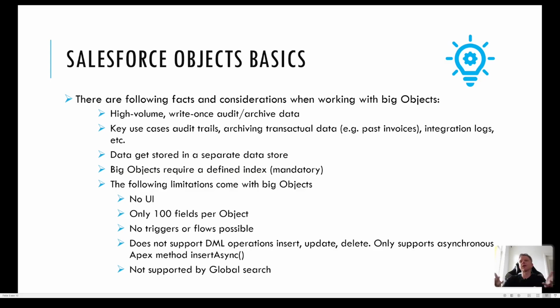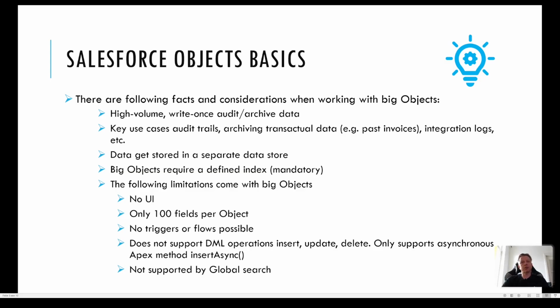Let's say you have a custom object created for your invoices and it has, for any reason, 300 fields, and you want to use big objects to cover the amount of invoices. You have to think about which are the most important fields of these 300 that I definitely need to store in a big object. And just keep in mind, it's just 100 fields per object.